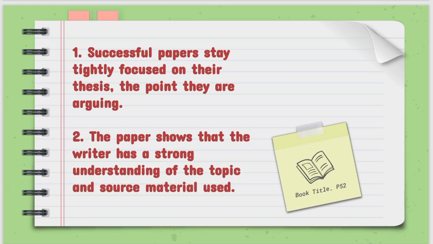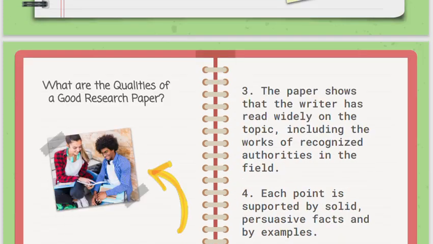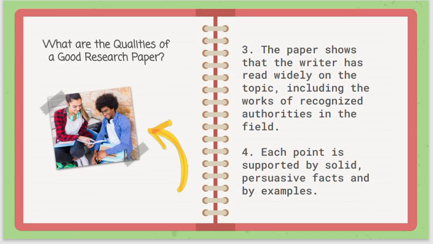So successful papers stay focused on their thesis, ensuring that every section and argument directly supports the main point or the main title of the research paper. Number two, the paper shows that the writer has a strong understanding of the topic and source material used. Now, the paper reflects the writer's deep understanding of the topic and the source material, highlighting their thought and analysis.